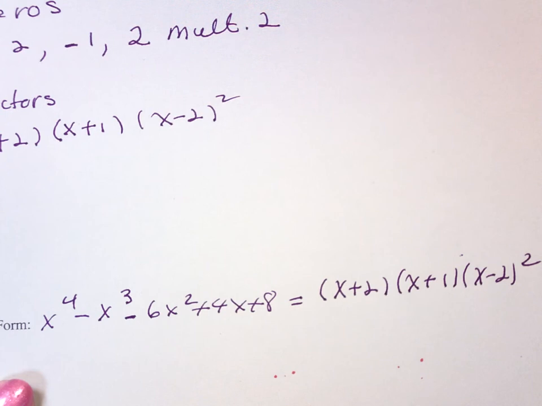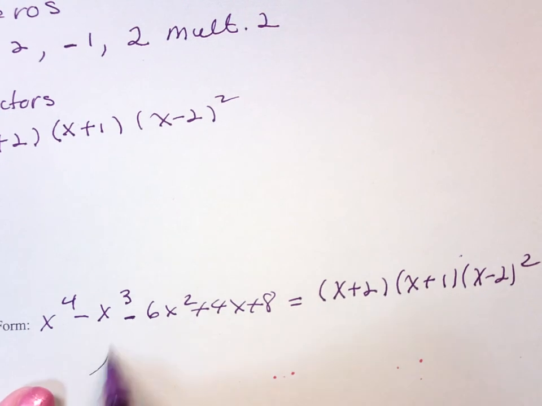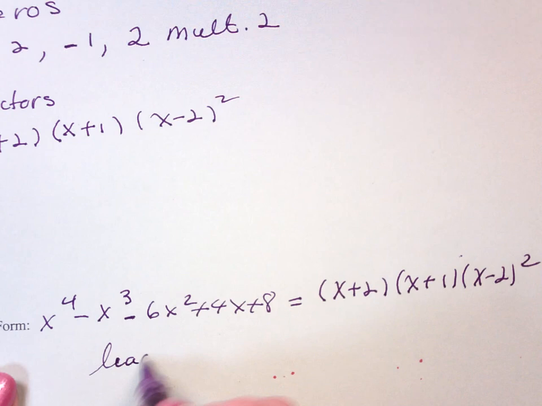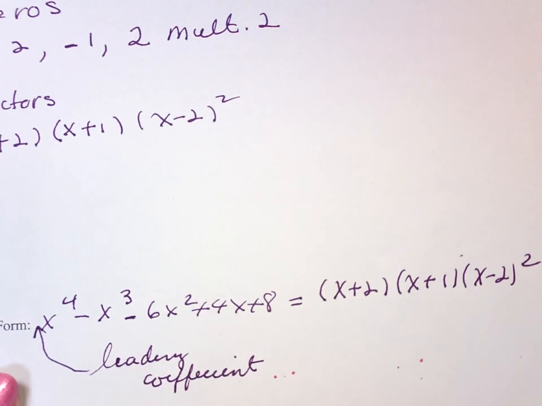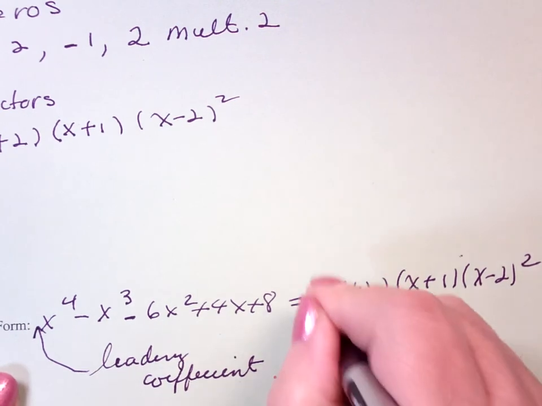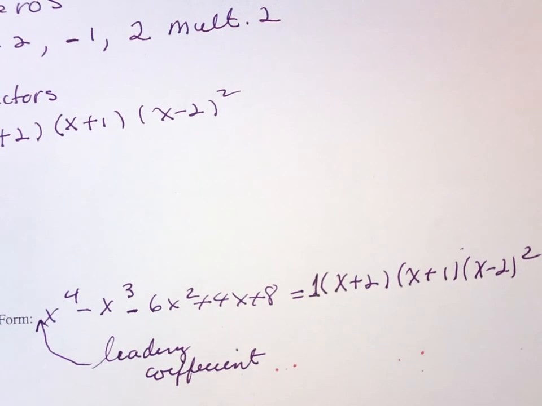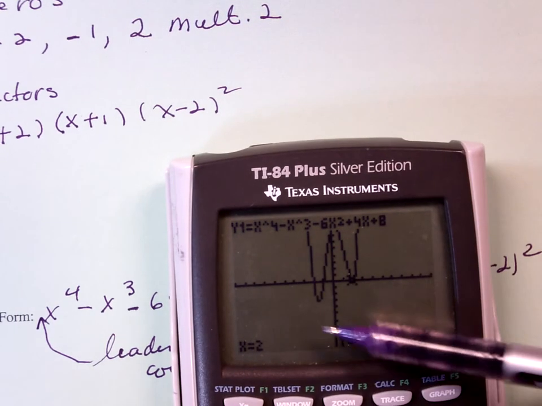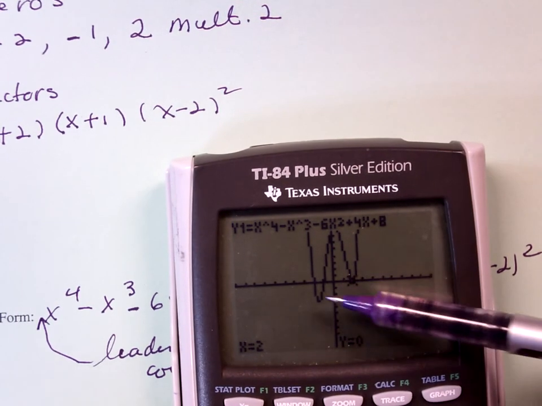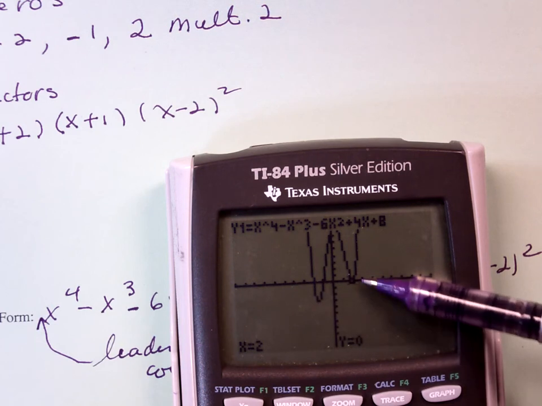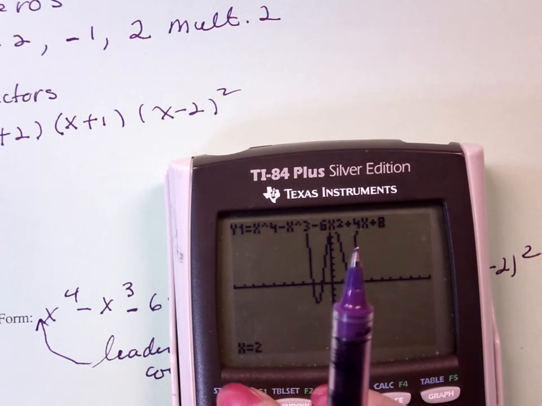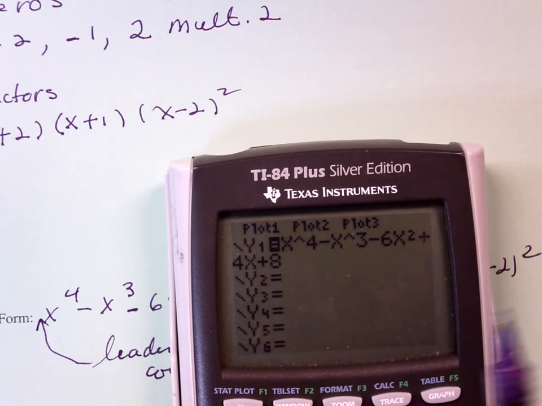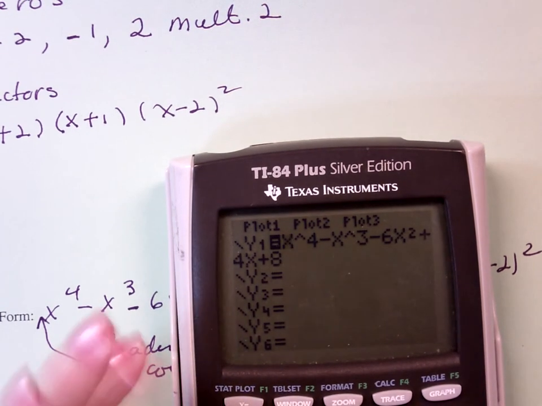Now, what's the leading coefficient in this instance? 1. And that's what would go here. And you're going to say, well, why is that? Well, the zeros to this guy, we now know what they are. They're -2, -1, and 2. I make one itty-bitty little change.